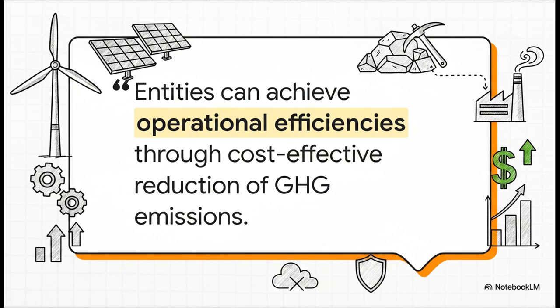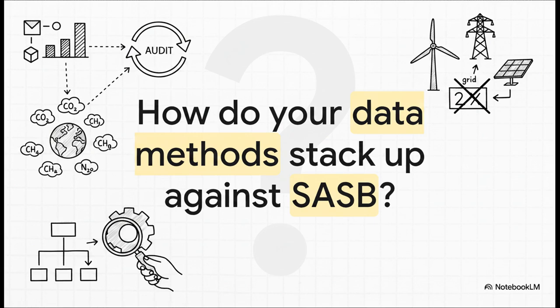So, I want to leave you with this provocative question to consider. How do your entity's current internal data collection methods stack up against the rigorous math of these SASB reporting standards? Are you accurately capturing all 7 CO₂ gases? Are you inadvertently double-counting grid renewables? It might just be time to audit your own internal compliance and tracking systems, because at the end of the day, your data is only as good as the methodology behind it.